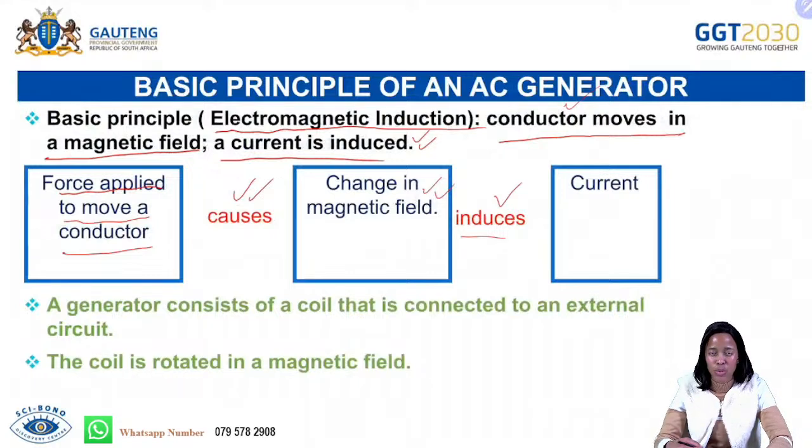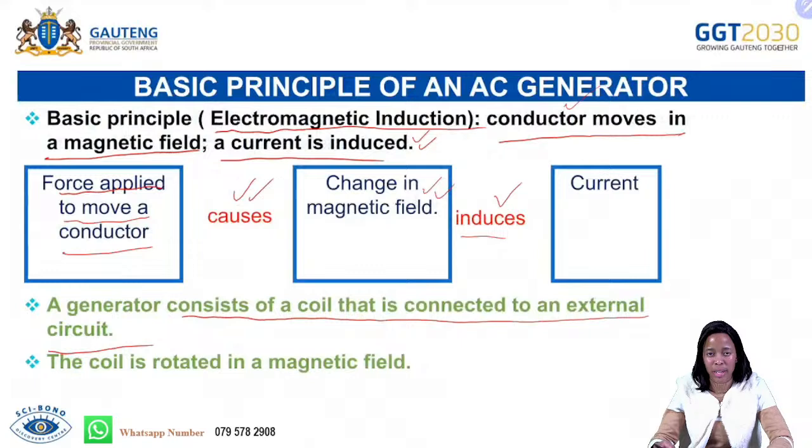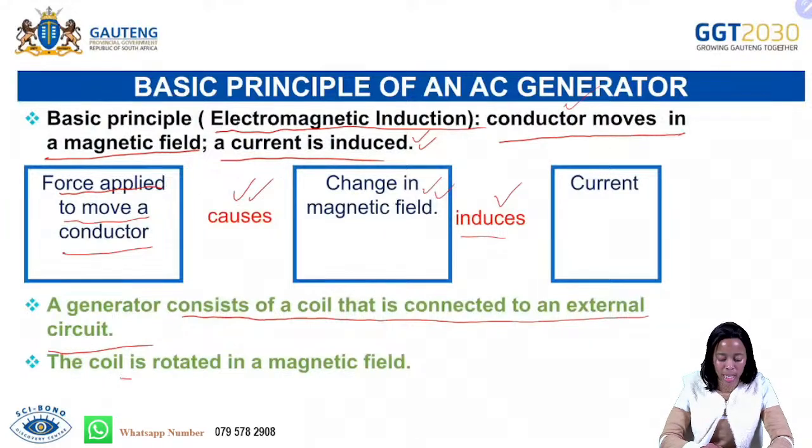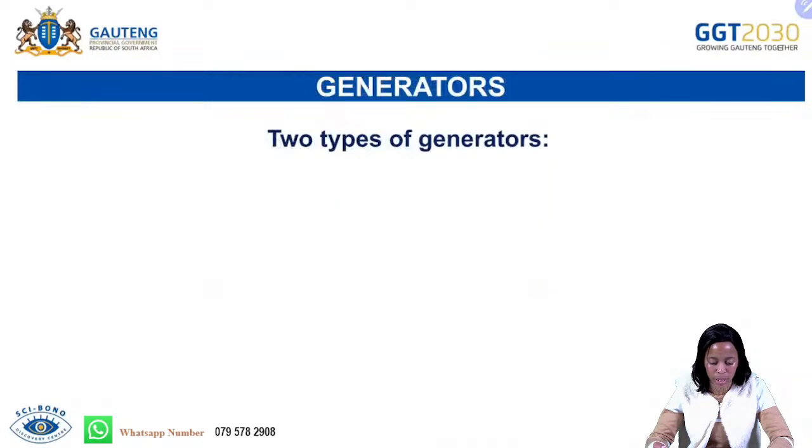Inducing current means we are going to be producing electricity. Then it says a generator consists of a coil that is connected to an external circuit. With the coil again, it's the same as a conductor or a wire. Then it says the coil is therefore rotated inside the magnetic field there.